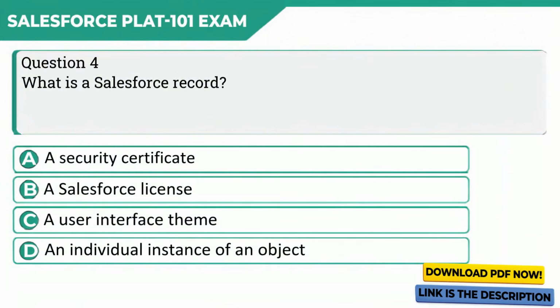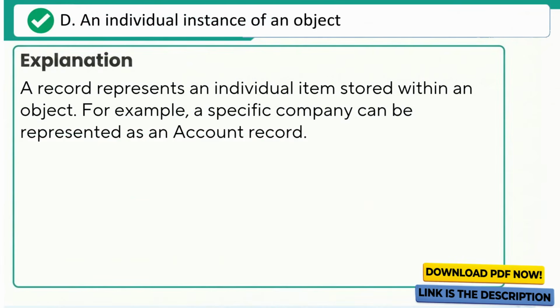Question 4. What is a Salesforce record? A. A security certificate. B. A Salesforce license. C. A user interface theme. D. An individual instance of an object. Correct answer. D. An individual instance of an object. Explanation. A record represents an individual item stored within an object. For example, a specific company can be represented as an account record.